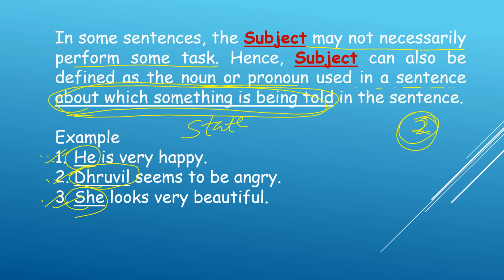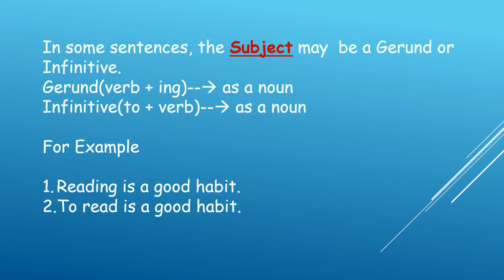Now let us go with the next possibility. In some sentences, the subject may be gerund or infinitive. So in the first and second possibility, we have seen that subject was noun and pronoun. But sometimes the subject may be gerund and infinitive. Now gerund, it is made of verb. Infinitive, it is also made of verb. When we add ing to the verb, and when we use it in the place of subject, it becomes a noun. For example, read. Read is a verb.